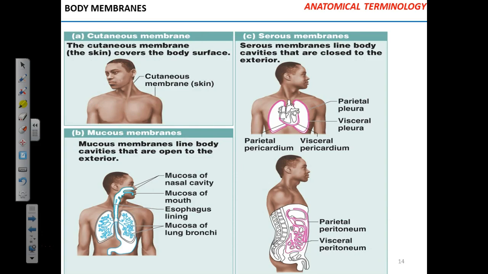Membranes, body membranes. There are three types: cutaneous, mucous, and serous membranes. Cutaneous membrane is only skin. You have heard, I bet, terminology like subcutaneous injections, or subcutaneous tissue. Cutaneous means skin. It's dry and antibacterial, and we're going to talk about it pretty soon. Mucous membranes line organs that are open to the exterior environment.